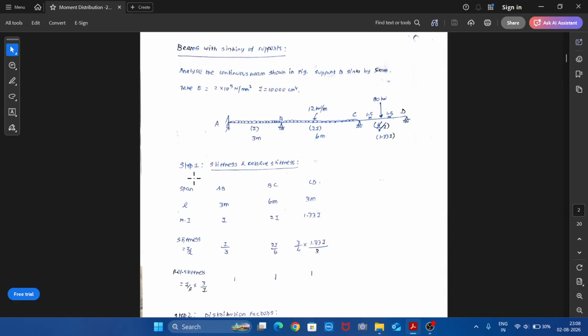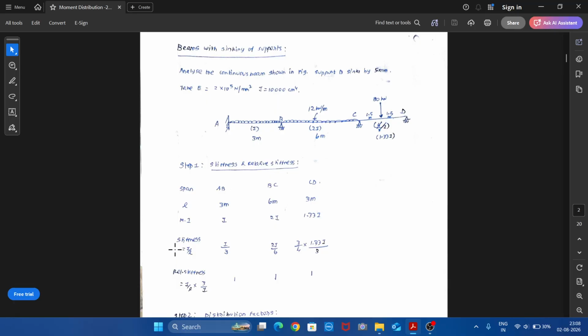So the first step will be stiffness and relative stiffness. With regard to stiffness, write the span first. So we have span AB, span BC and span CD. Then write the length or span: AB 3 meters, BC 6 meters, CD 3 meters. Then write the moment of inertia. Moment of inertia of AB is I, BC is 2I and CD is 1.33I.